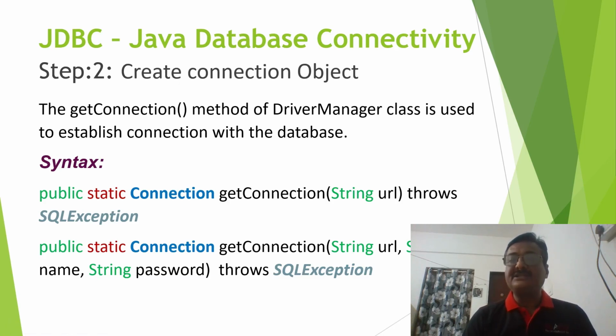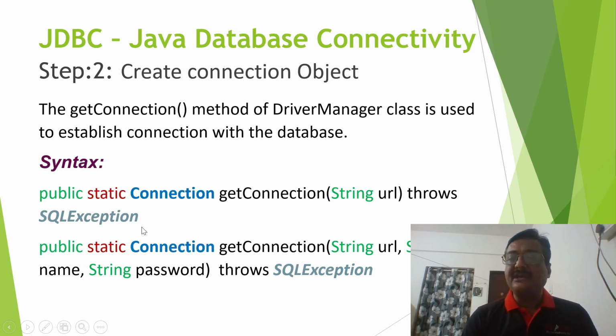Once you register your driver with your application, the next step is to create a connection object. You can create the connection object with the help of the DriverManager class. In the DriverManager class, there is a method getConnection. The getConnection method will create an object of type Connection. What is the syntax of getConnection? Public static Connection getConnection, in brackets some String argument, throws SQLException.